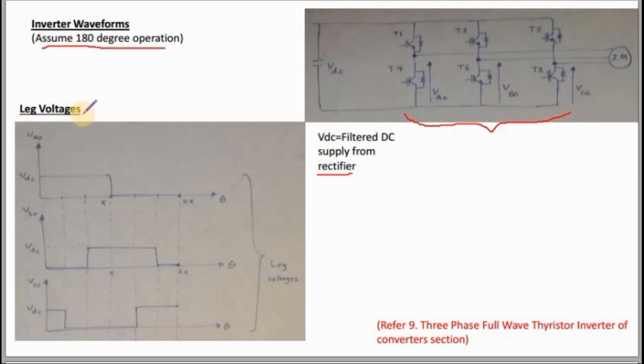So you can see here the leg voltage variation. This is 180, this is 360. So if you refer to this 3-phase full wave thyristor inverter, let's take that for 180 degree operation. What do you mean by 180 degree? Each thyristor or each IGBT conducts for 180 degrees.